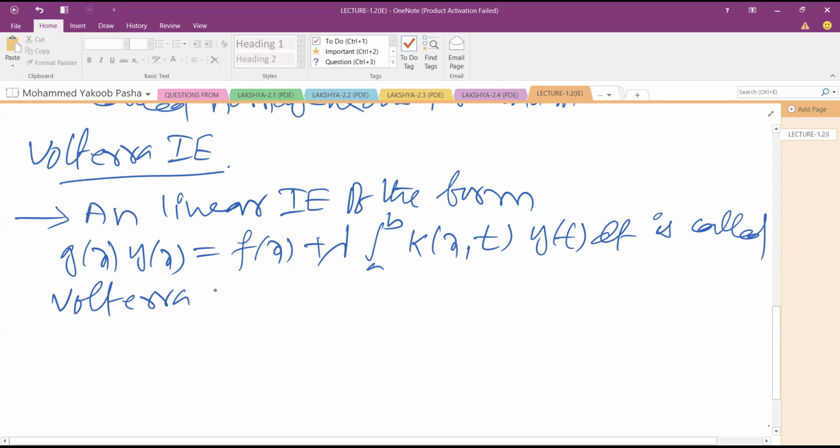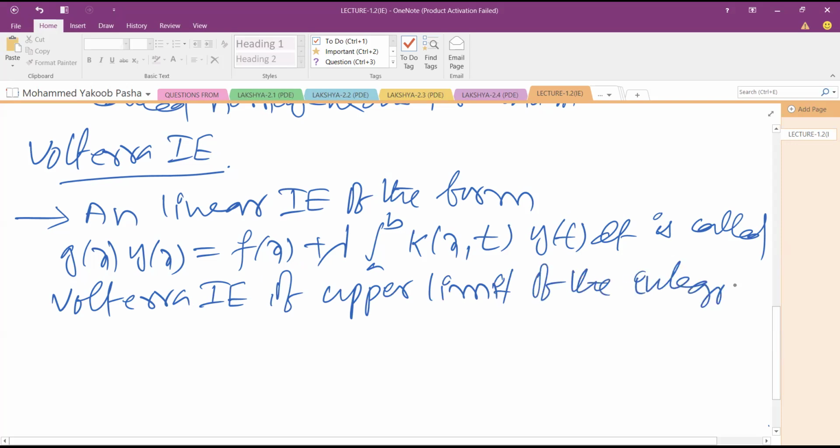I mentioned here that it is a Volterra integral equation if the upper limit of the integration must be a variable. Now what about the lower limit? The lower limit may be a constant or a variable, but the upper limit must be a variable. In this case, this type of integral equation is called a Volterra integral equation.